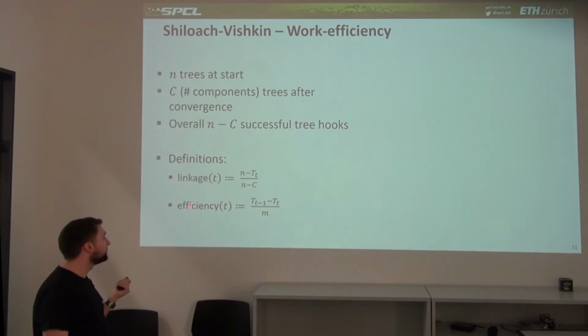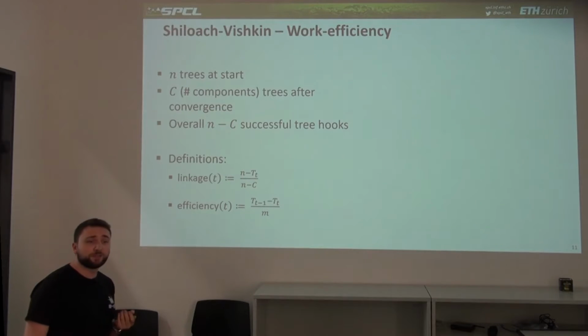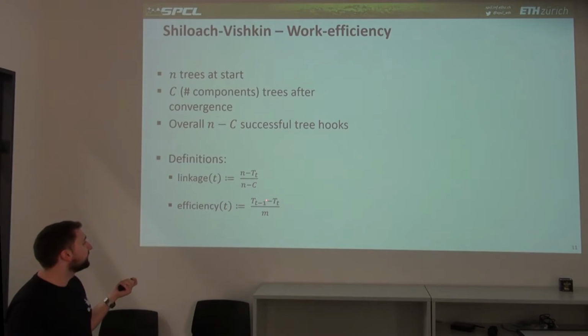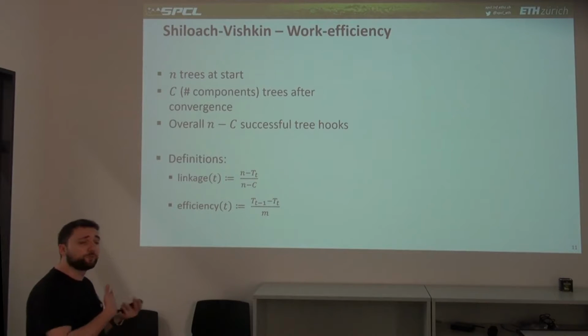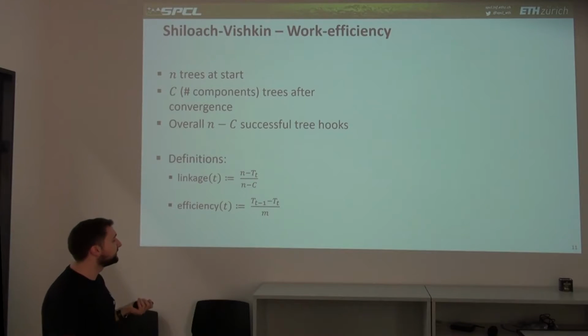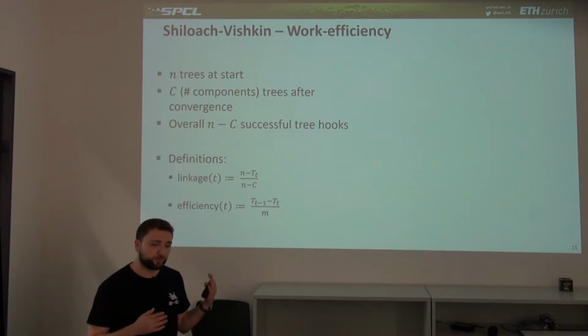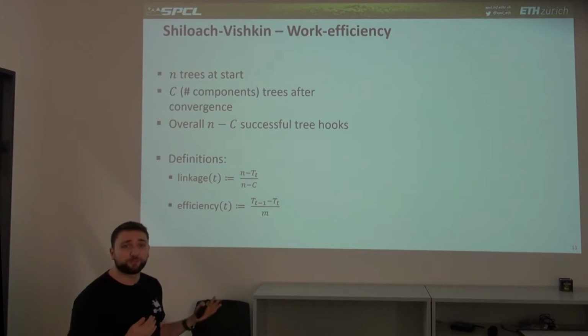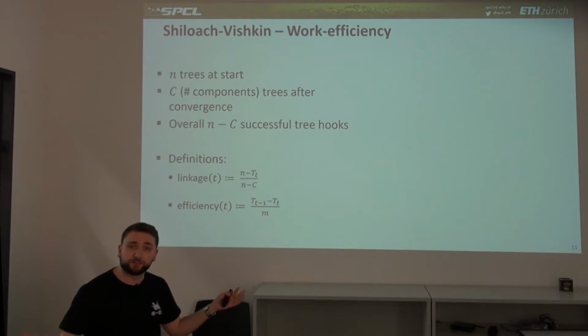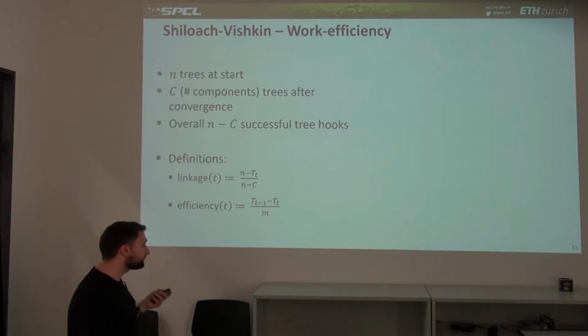The efficiency declared for each iteration is the number of trees that we have removed or connected in this iteration, divided by the overall number of edges. Because, as I said, the hook procedure inside the Shiloach-Vishkin algorithm has to loop over all the edges for every iteration.